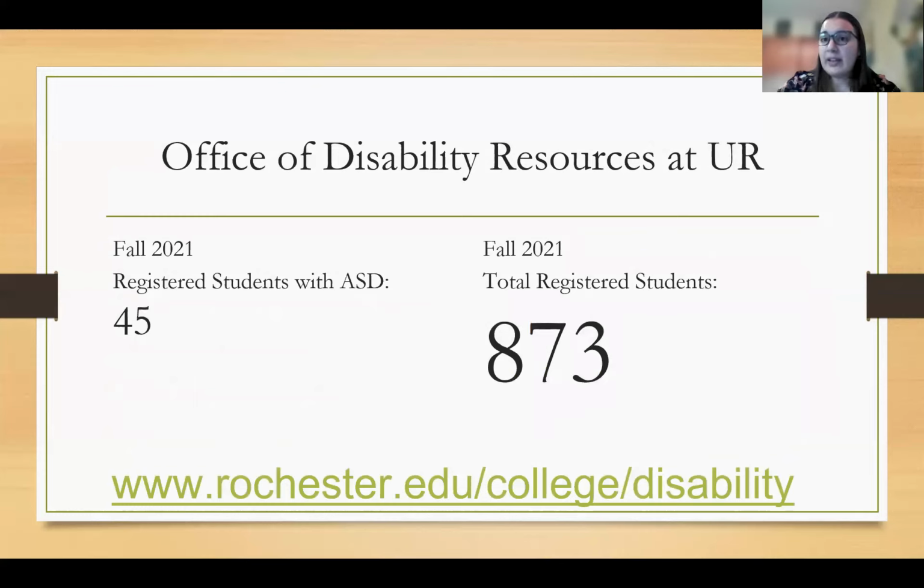So how does this apply to the University of Rochester? As of fall 2021, we have 45 students on our campus registered with autism spectrum disorders. And we have 873 students total registered with the Office of Disability Resources. Some of these students receive accommodations in their classes. Some of them are just registered as a student with a disability. However, I do want to point out that our number of students with autism spectrum disorders at 45 is just the number of students who are registered with the Office of Disability Resources.